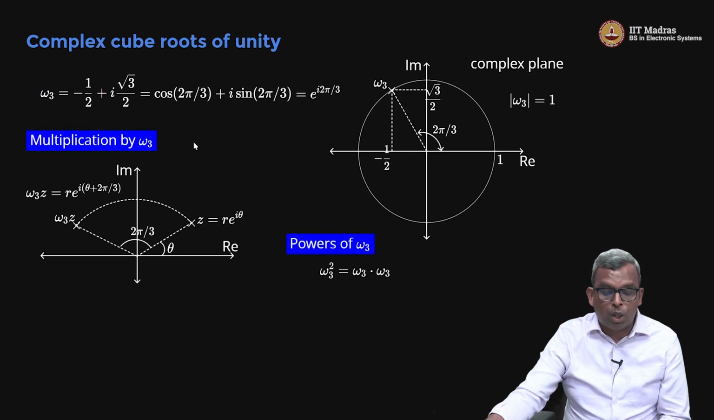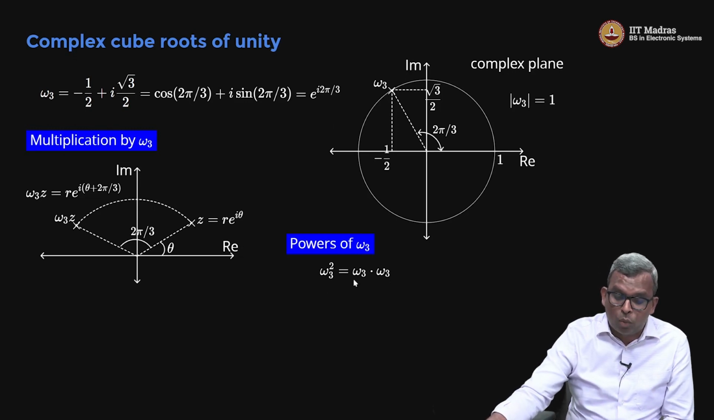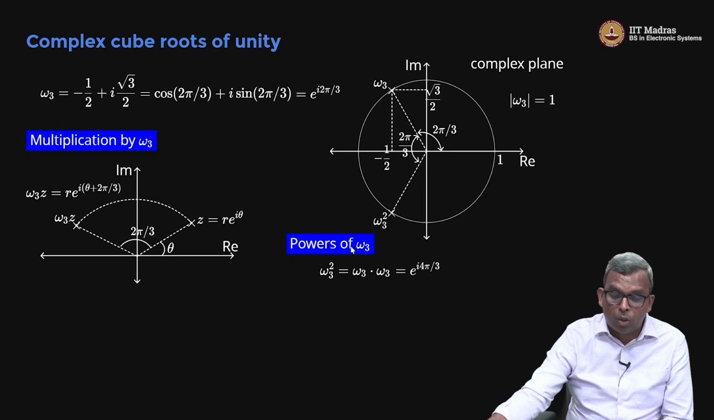Armed with this idea of multiplication, we can now figure out powers of omega 3. Omega 3 powers are very important. Omega 3 squared is omega 3 times omega 3. Omega 3 is here. I'm going to multiply this with omega 3. Any multiplication is a rotation by 2 pi by 3. You're already at 2 pi by 3. If you multiply by another omega 3, you're going to go to 4 pi by 3. And that's what happens here. You just rotate by 2 pi by 3. You can also do it algebraically: e power i 2 pi by 3 times e power i 2 pi by 3, you'll get e power i 4 pi by 3. All these are the exact same thing.